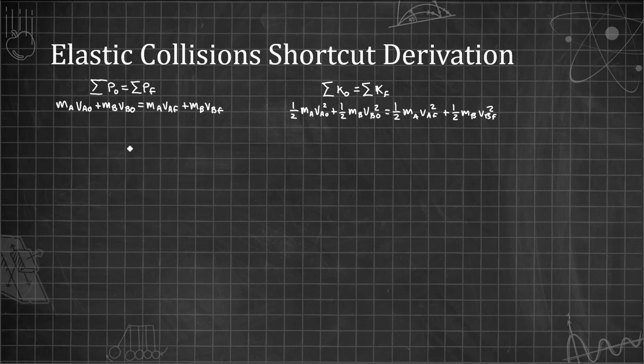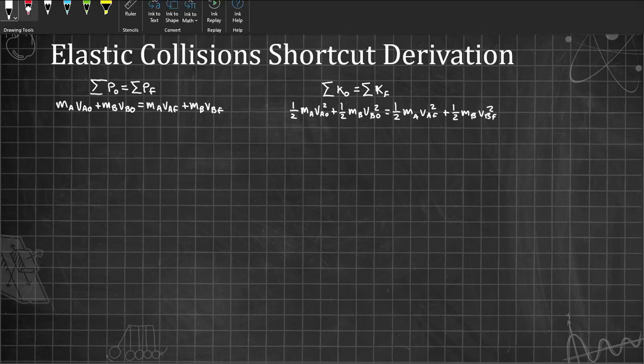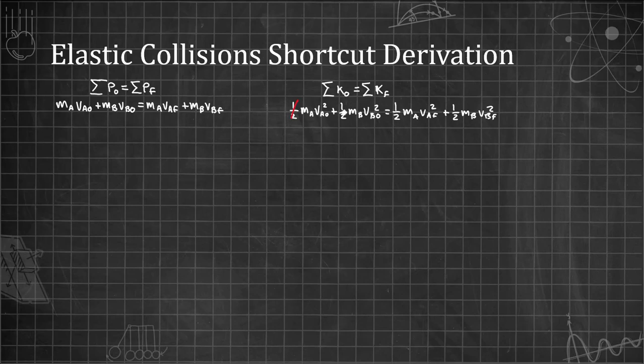Now that we have both equations written out, we can cancel out the 1/2 in all of the energy terms, since there's a 1/2 in every single term in that equation. Now we're going to look at the conservation of momentum equation on the left and manipulate it. Instead of having initials on the left side and finals on the right side, we're going to group object A on the left side and object B on the right side, just by subtracting each term to move it to the other side.